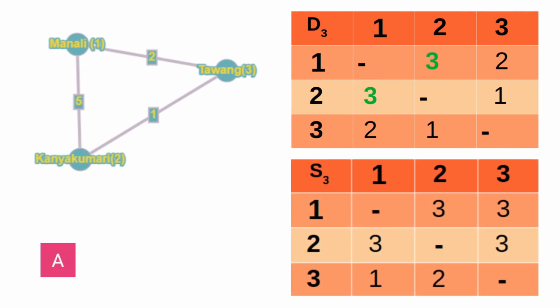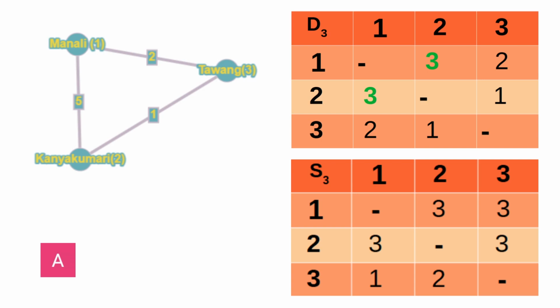Here we reach the final step of our process and we need to find D3 and S3 matrix. So for D3 matrix, we need to keep the third row and third column fixed as well as the diagonal elements fixed. So the only elements we need to consider are 1 to 2 and 2 to 1, and since it's an undirected graph, these two values will remain same.